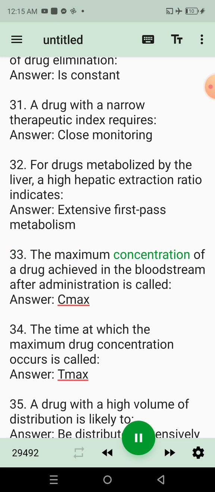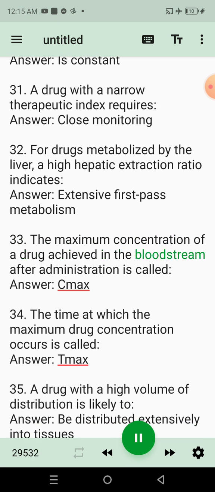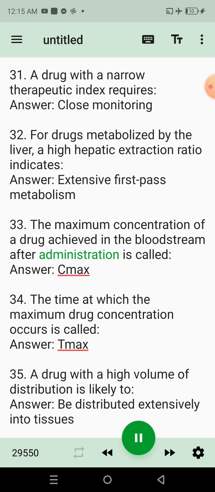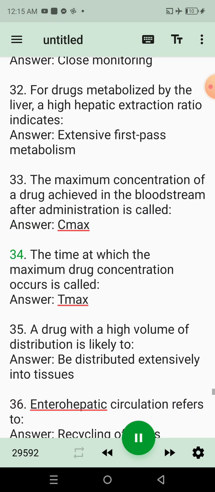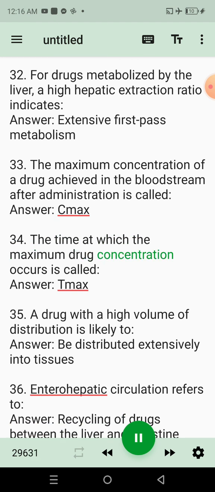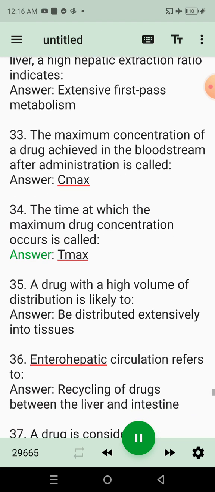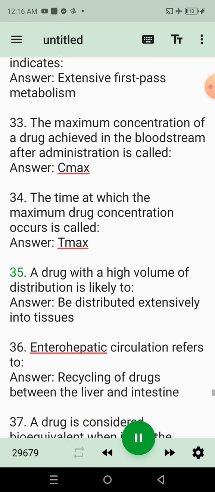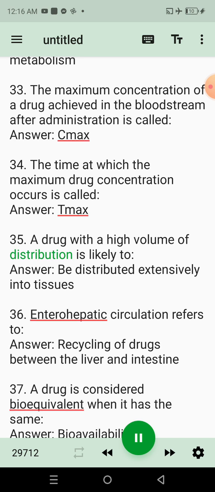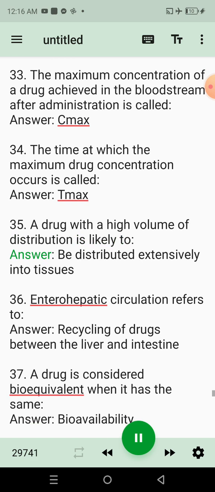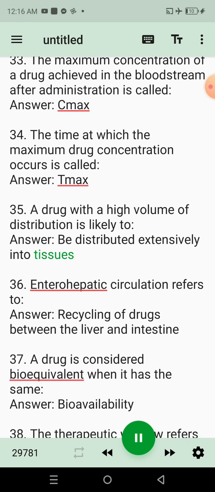The maximum concentration of a drug achieved in the bloodstream after administration is called. Answer. Cmax. 34. The time at which the maximum drug concentration occurs is called. Answer. Tmax. 35. A drug with a high volume of distribution is likely to. Answer. Be distributed extensively into tissues.